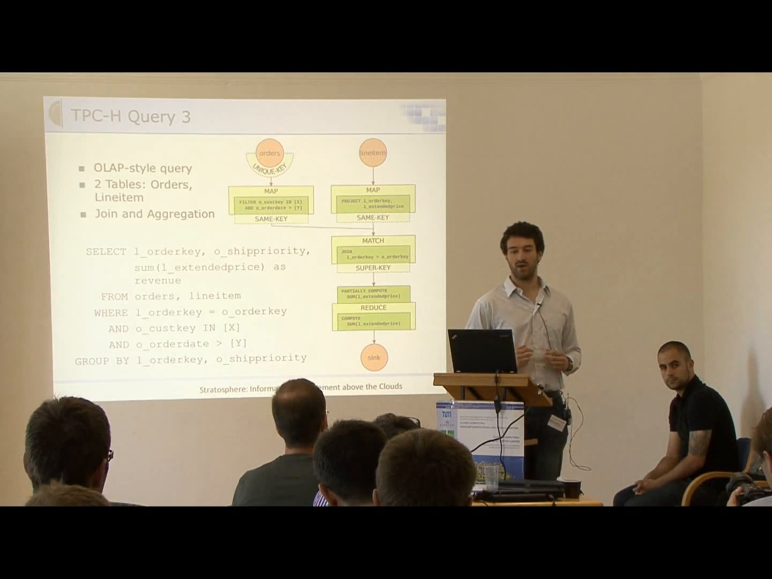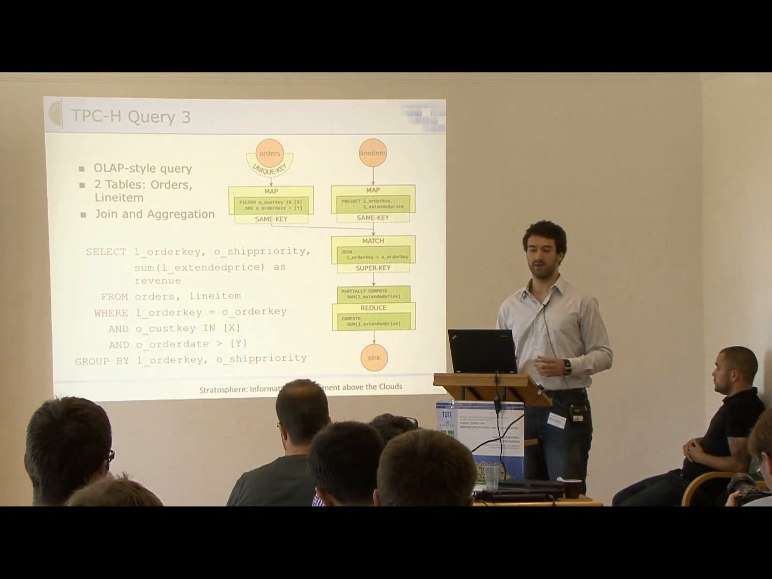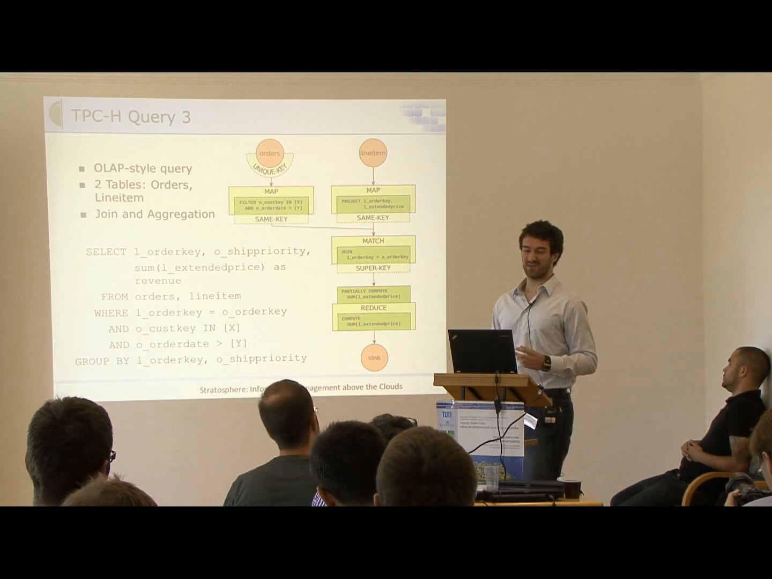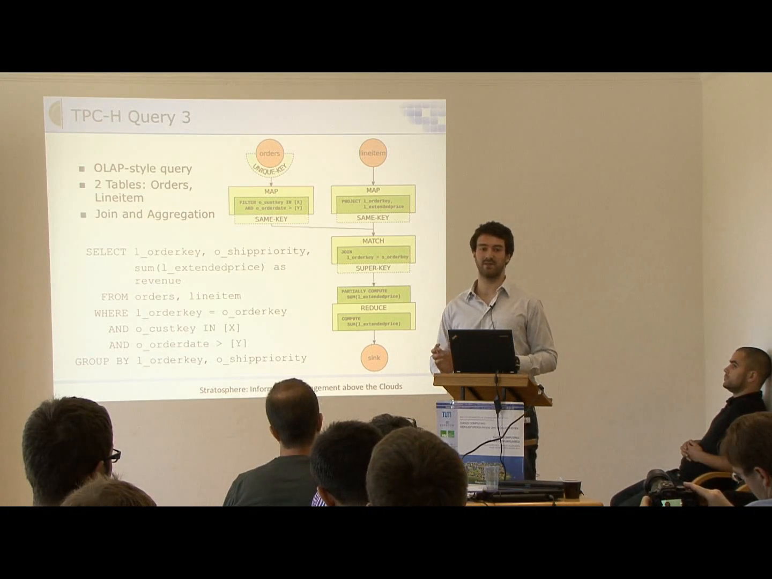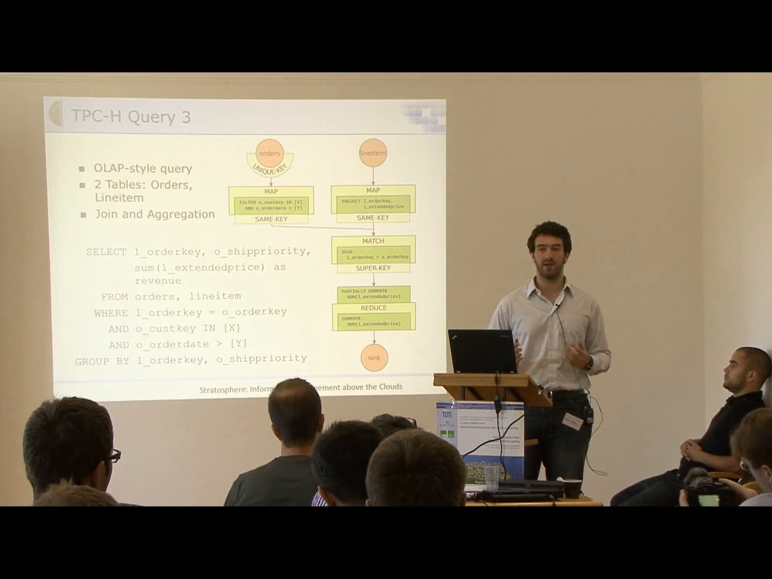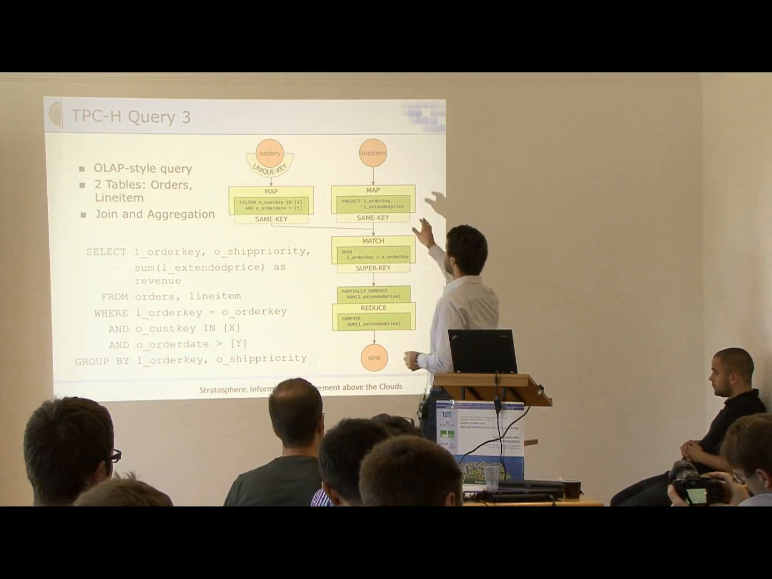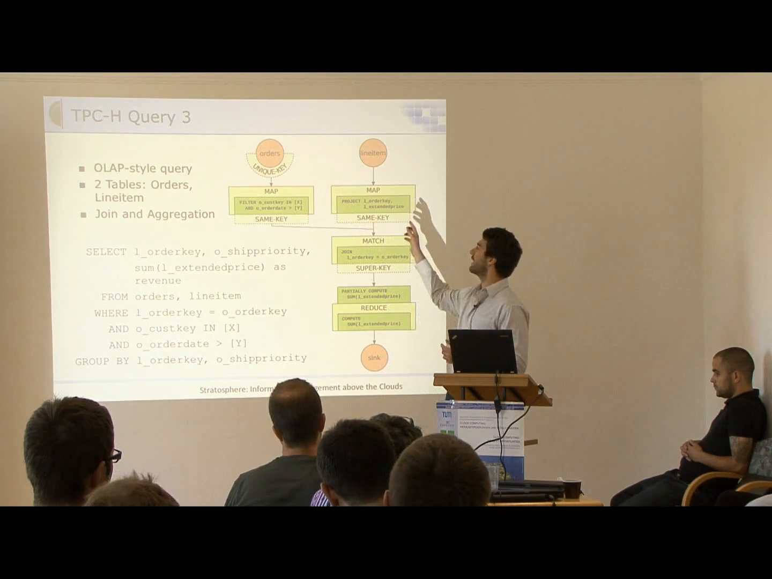So how do we get from this SQL query to our PACT plan? Actually, it looks quite a little bit like the representation you would use when you're expressing this query in relational algebra. So we have two inputs here. On the one hand, the orders, and on the other hand, the line item.